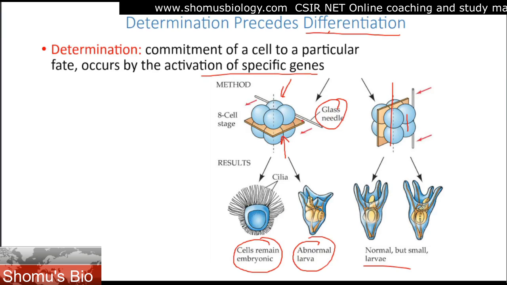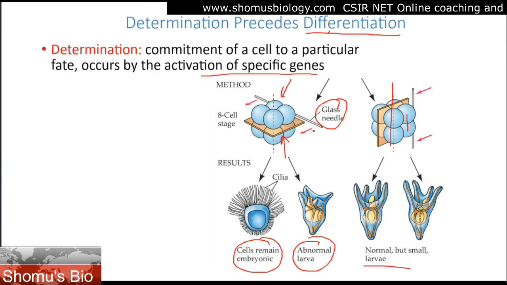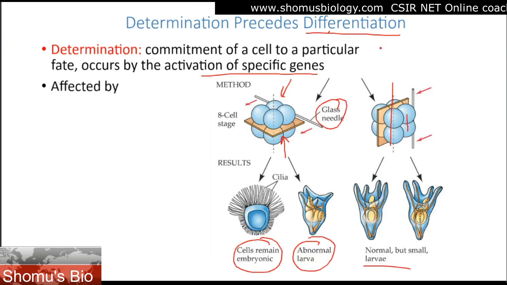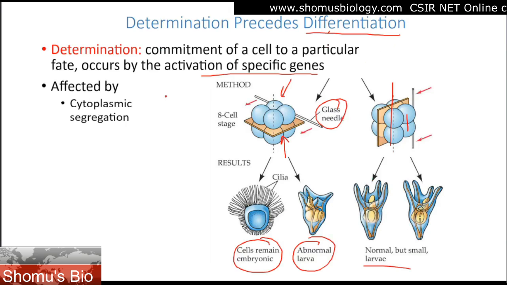So in this case, if we separate horizontally, there's no way that both the hemispheres are contacting each other, so that results in abnormal larva. While if you separate them vertically, it separates properly, so it gets cells from both hemispheres, and that results in a normal larva, although small in size because the cytosol is reduced by half. So this determination is affected by the cytoplasmic segregation, the example of which we just saw in this experiment.